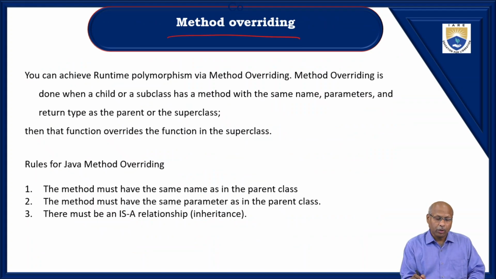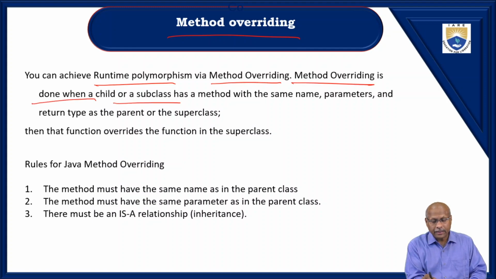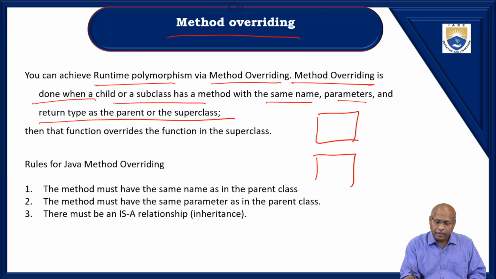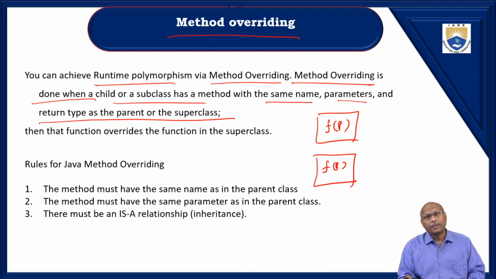Now see, in method overriding, you can achieve runtime polymorphism via method overriding. Method overriding is done when the child or base class method has the same name, parameters and return type. So, if you want to implement method overriding, then you must have a parent as well as a child. In the parent, whatever method is there, in the child there should also be the same method, same parameters. So, function name same, parameters same, but logic may be different. But both are available in the parent as well as the child. Then only function overriding is implemented.